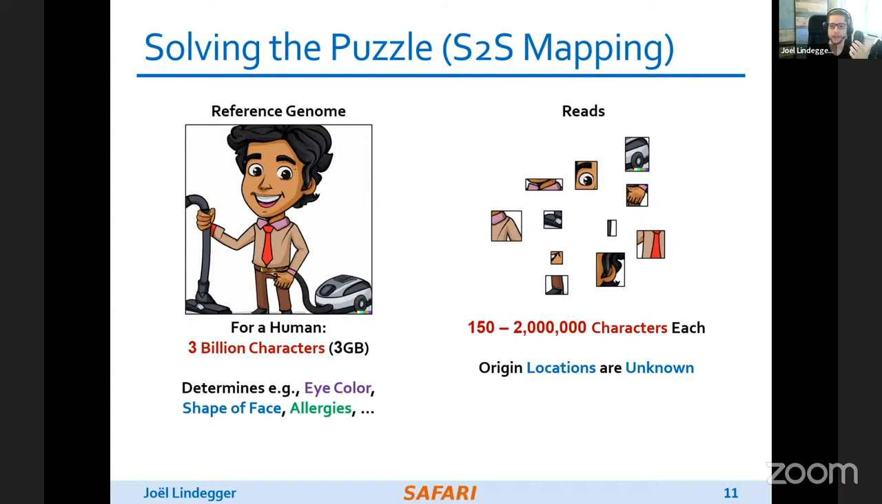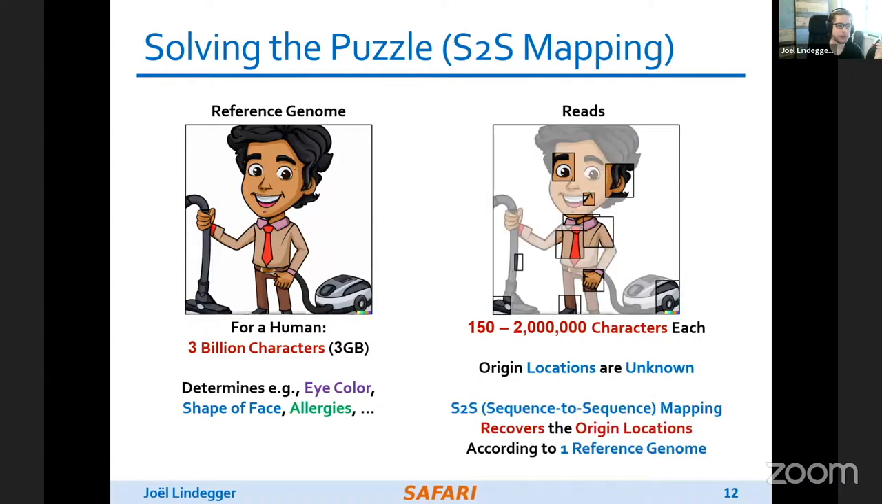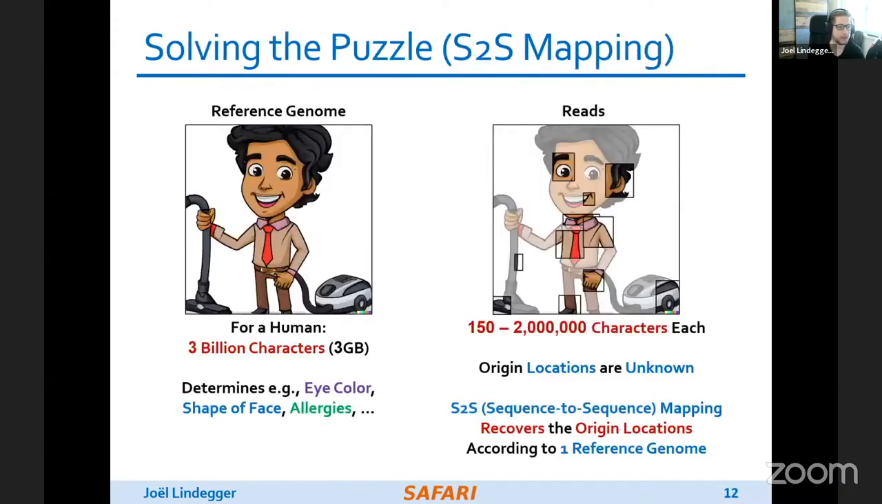So recall that this is the key challenge in read mapping. When we do sequence-to-sequence mapping, we try to find where the origin location is of each of these fragments in the reference genome, according to one reference genome. This is solved by many, well, not solved, but there exist many hardware accelerators for this. In particular, as I said again, these Genome and Scrooge algorithms and hardware accelerators, but many others solve this fairly well-known problem. So keep this picture in mind. Now let's go towards graphs from this picture.